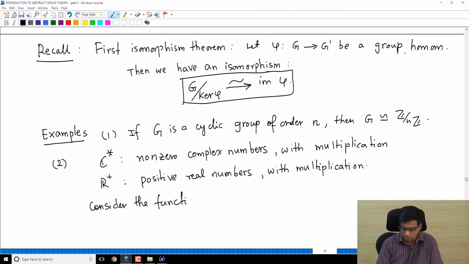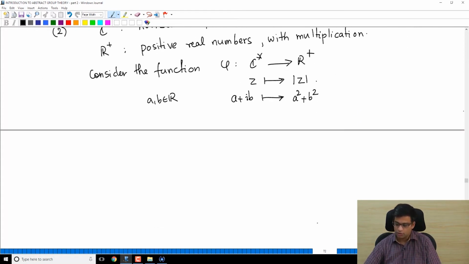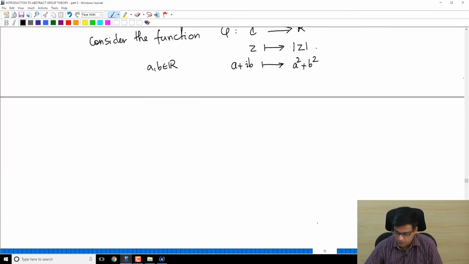Consider the function, let's say phi from C star to R plus, which sends a complex number to its absolute value. So if you recall, absolute value is simply this function. A plus iB is a complex number, so A and B are real numbers. i is the square root of minus 1. You send it to the square root of A squared plus B squared. That is this function, the absolute value of A plus iB.